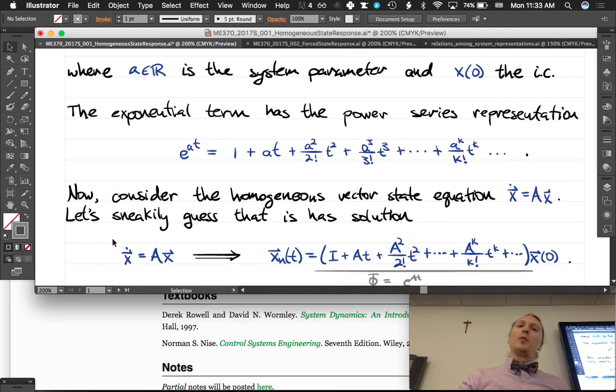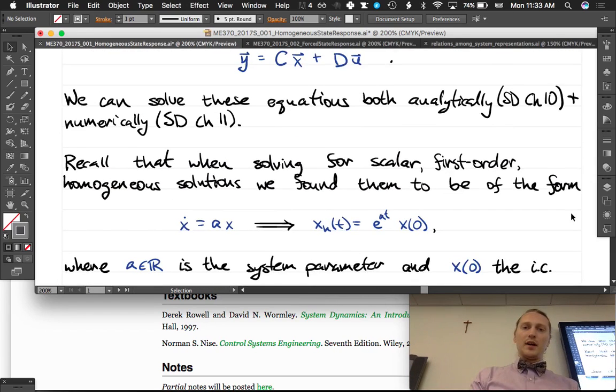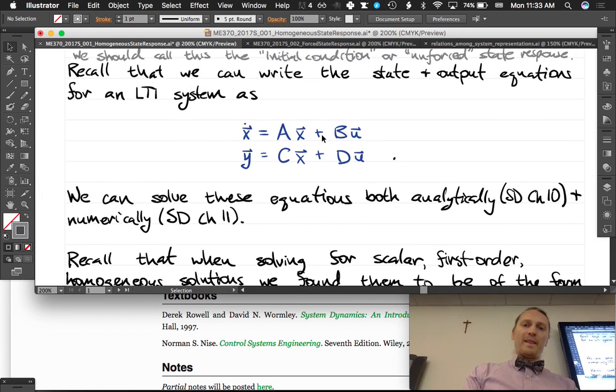Consider the homogeneous vector state equation x dot equals ax. So we said all of the inputs equal to 0, so u equals 0, right? So I go up here, and I said u is 0, there's no inputs. We have a homogeneous situation. Okay, that's what a homogeneous system is: one with no inputs. So we have x dot equals ax.